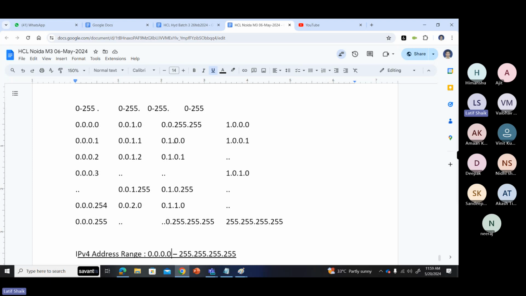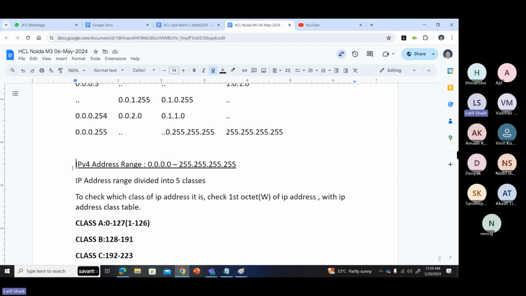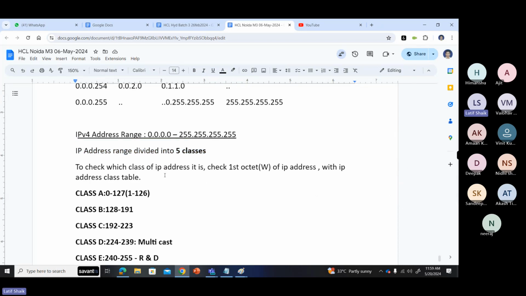In those conditions, we divide this entire IP address range into 5 classes. Understand, guys? We're dividing the entire IP address range into 5 classes. And we have taken this division based on the first octet of the IP address.